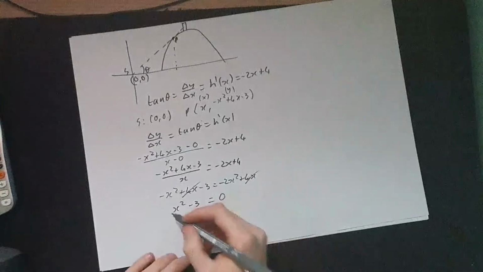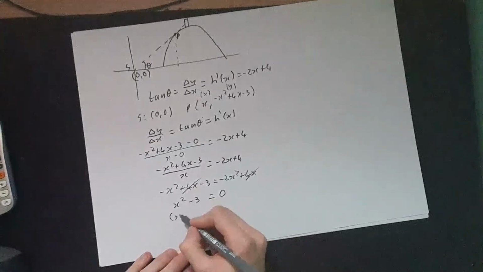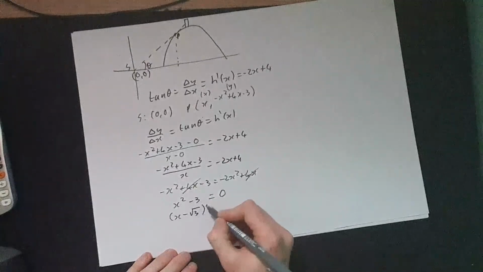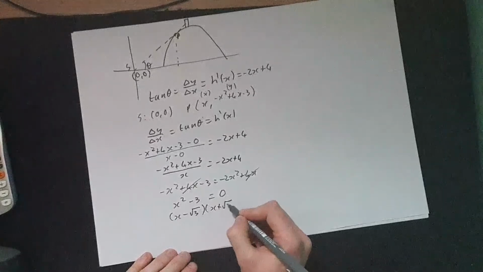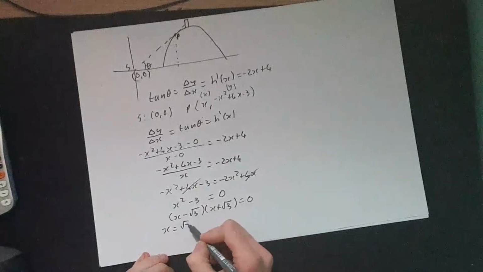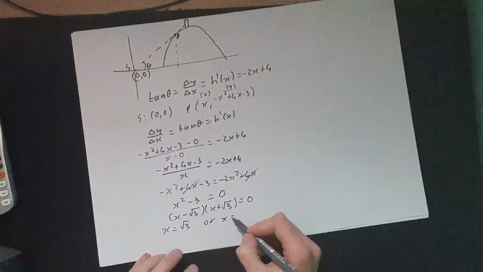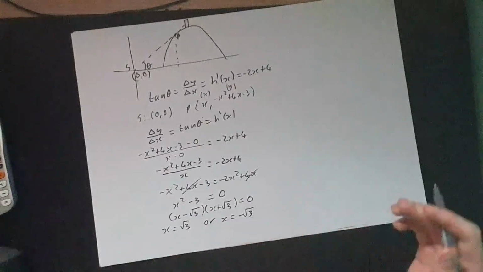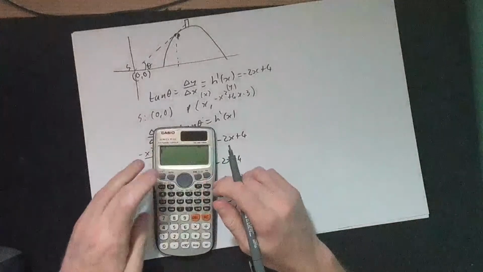It's just not perfect squares. So we have x minus root 3, x plus root 3, equals 0. So therefore, x equals root 3, or x equals minus root 3. So now which one do we use? Because essentially, let's have a look.